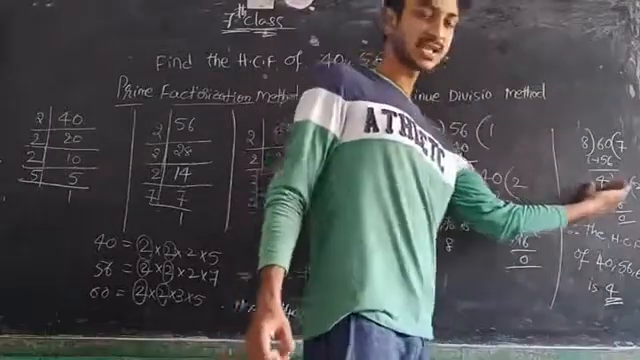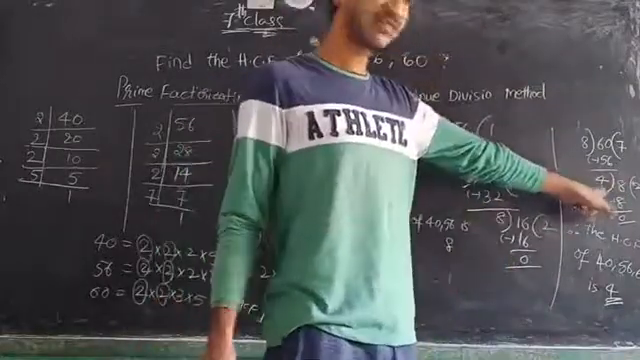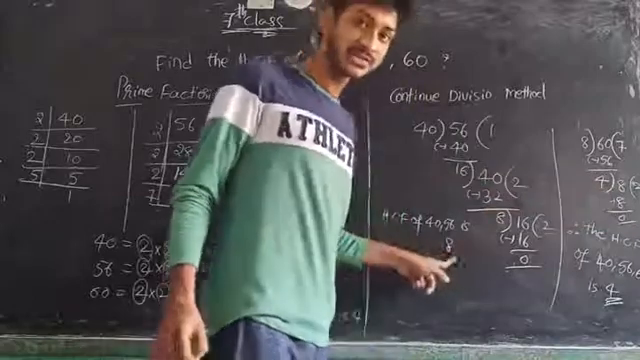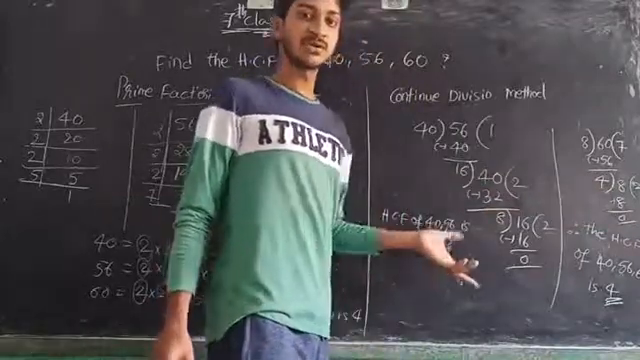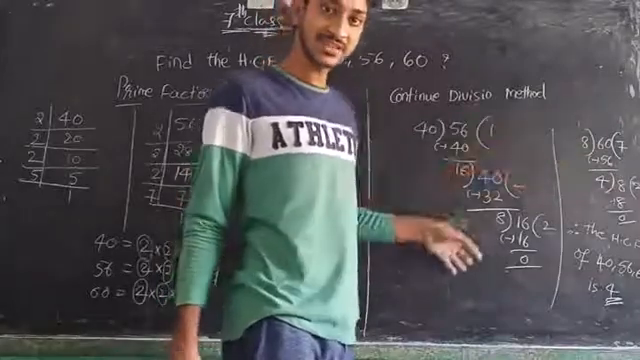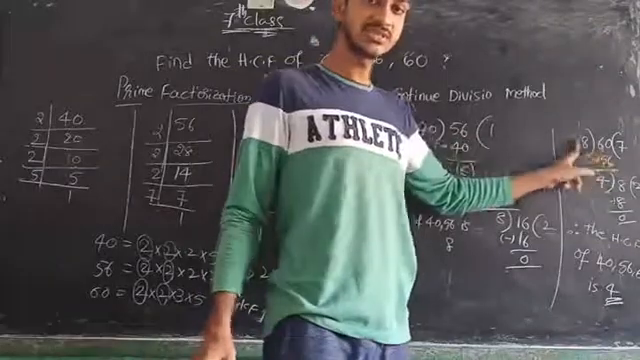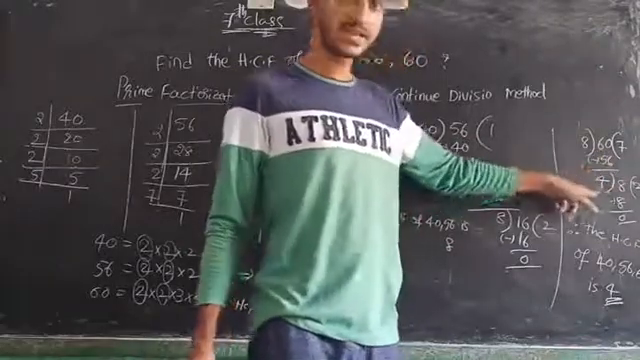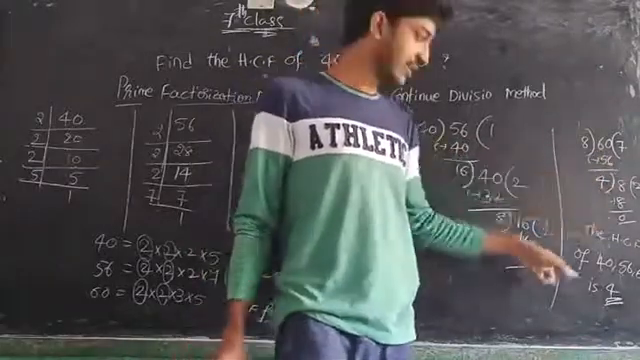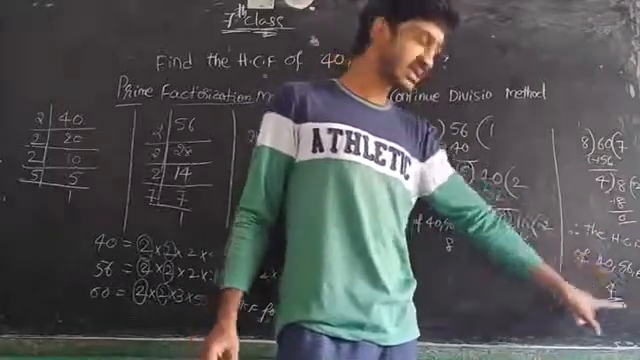Okay, this is the divisor. This is not the divisor for the 3 numbers. Here 8 is the divisor for the first 2 numbers. So we again divide with the last number. I am dividing 60 by 8. Now we get another divisor. This is the divisor for the given 3 numbers. Okay, this is the HCF for 40, 56 and 60.